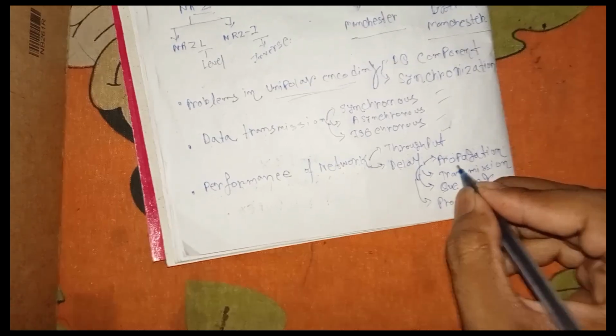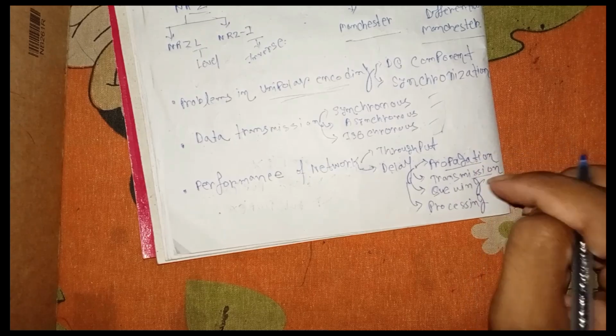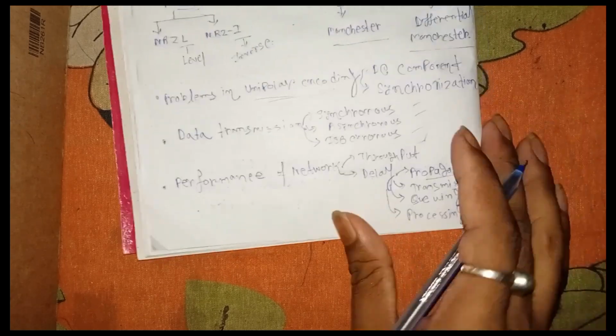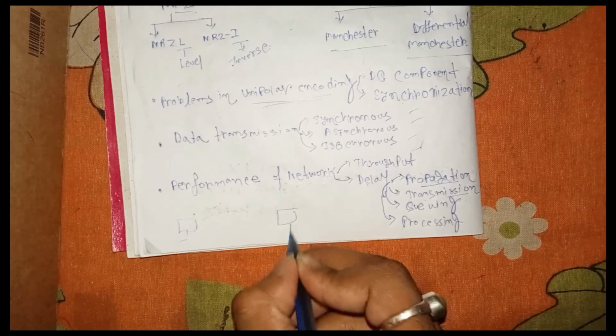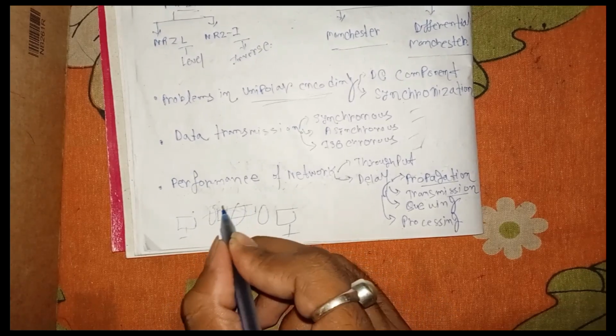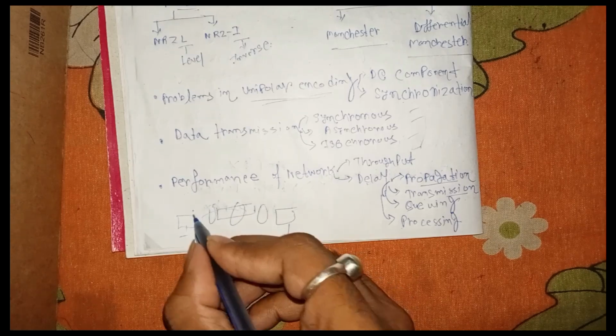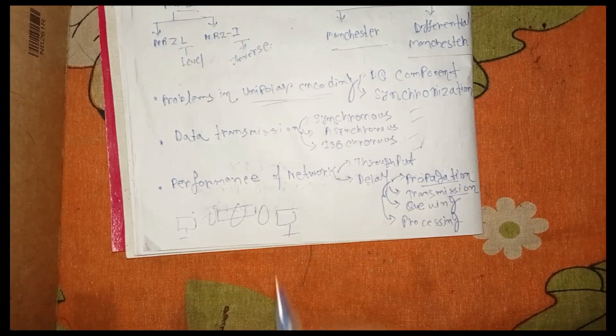So numericals can be asked from propagation and transmission delay. We will discuss these formulas also. When data is transmitted from one sender to one receiver, it passes through various types of delays. There will be transmission modes also. In each phase we deal with various types of delays.